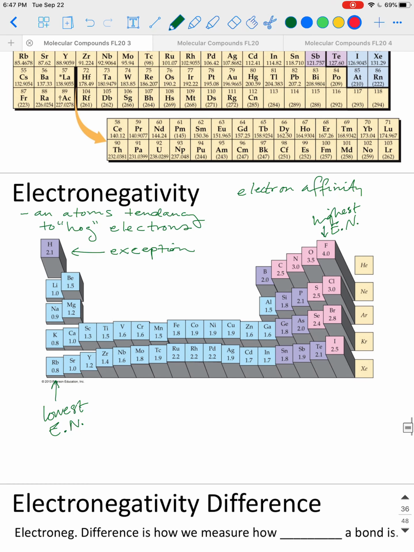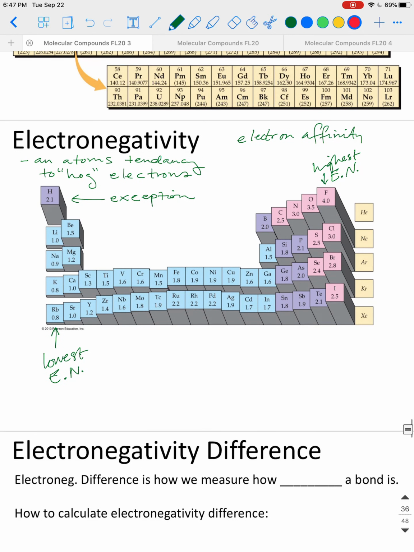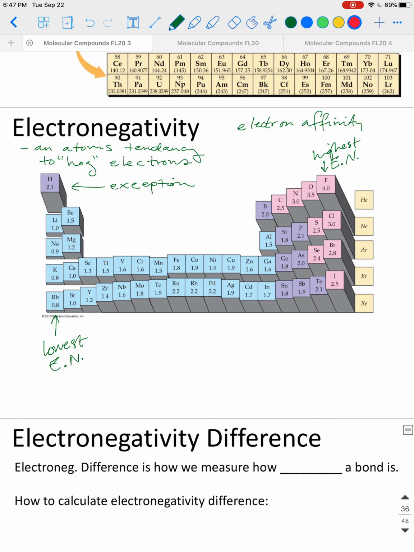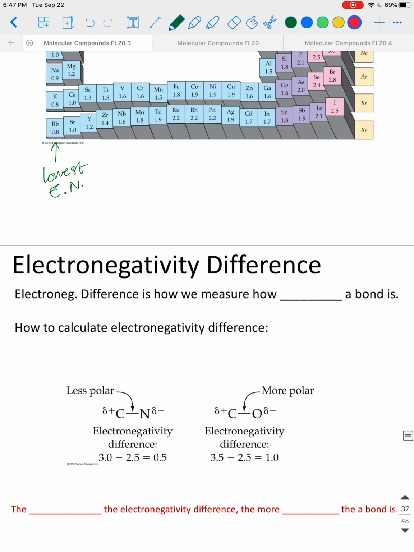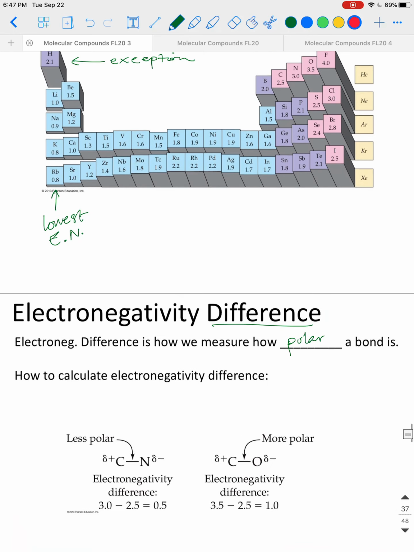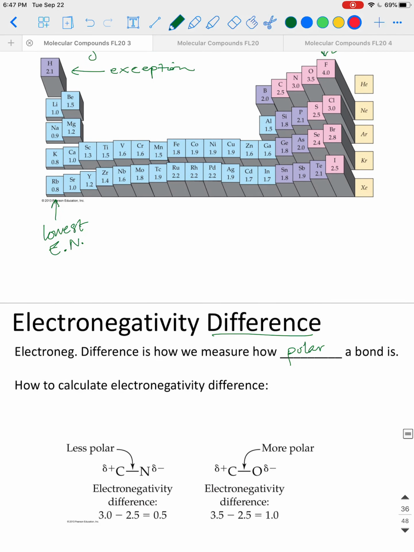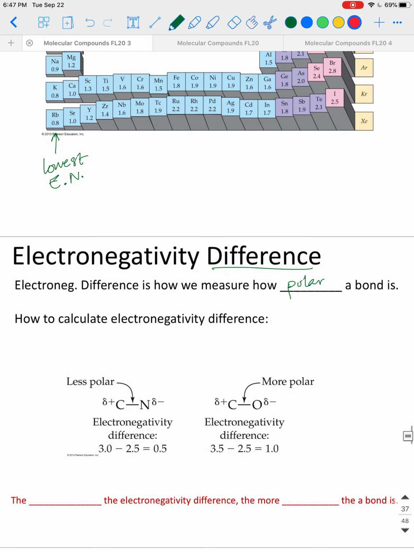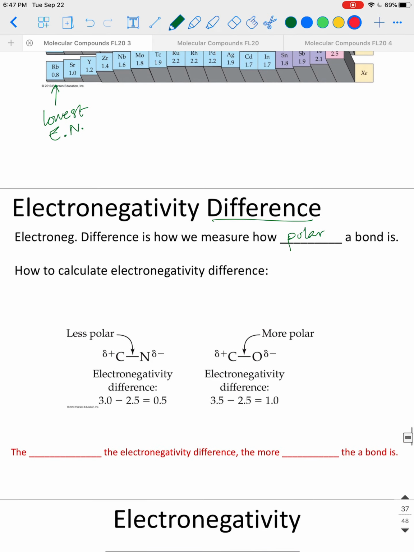So that's electronegativity. And to actually determine if a bond is polar or not, we calculate what we call an electronegativity difference. So what do we mean by this? Well, it's a measure of how polar a bond is, but how? We're going to calculate this because every element has a number that represents how electronegative it is relative to other elements. So if we have a bond between any two elements, we can calculate the difference in the electronegativity of those elements.